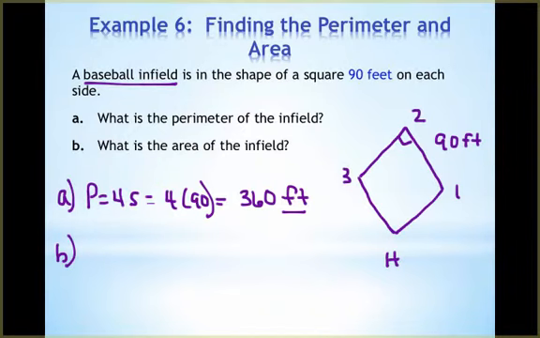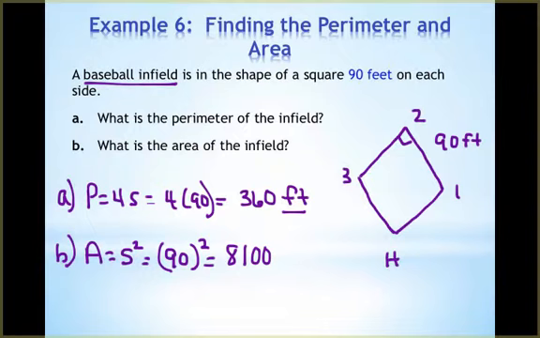For part B, we're going to find the area of the infield. Well, our formula for the area of a square is just side squared. Our side is 90, and when I square 90, I get 8,100, and this time my units will be square feet, because this would be multiplying feet times feet, which would give me square feet.